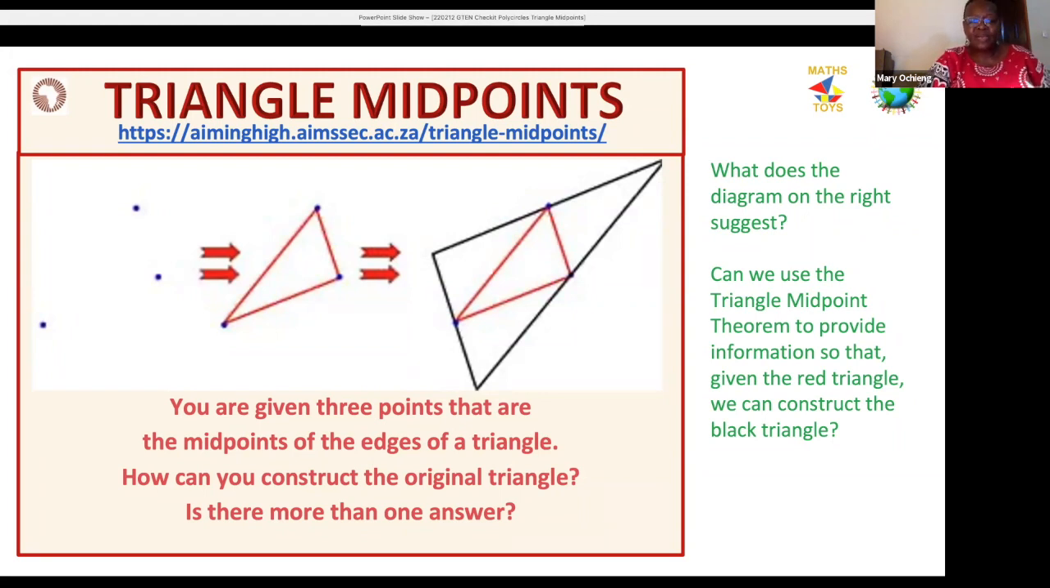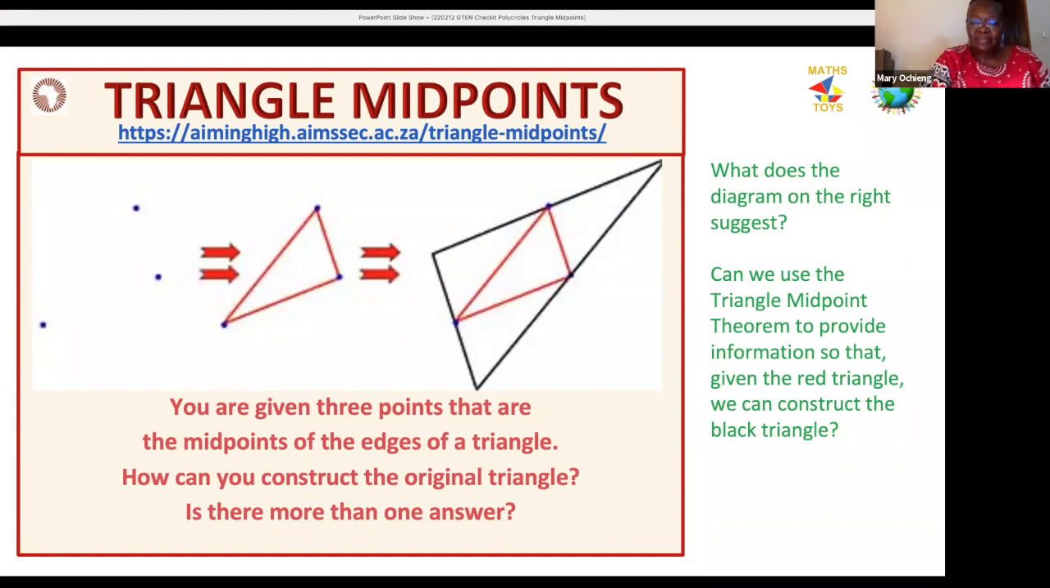Pam says using compasses. Great. Reminds me of construction, yes. And what did we do with the compasses? What would your learners do with compasses in the classroom for them to come up with a black triangle?